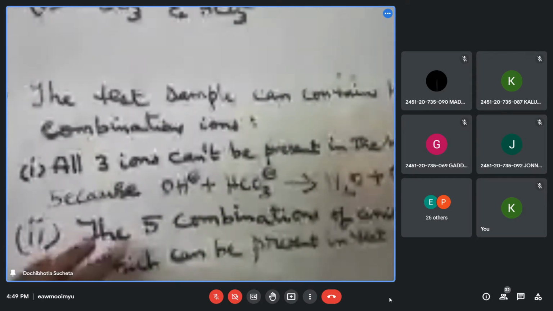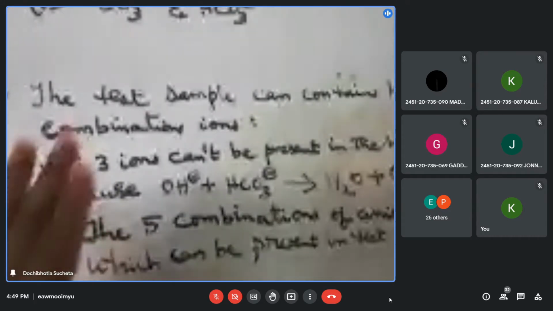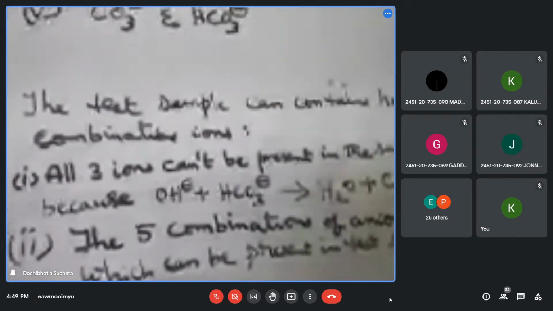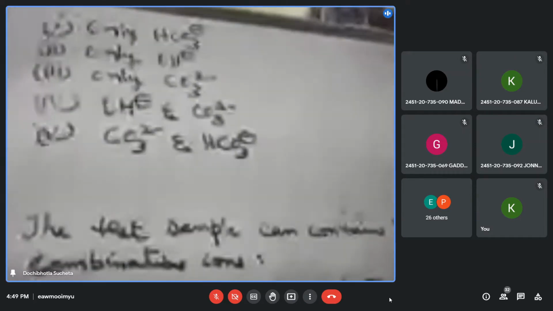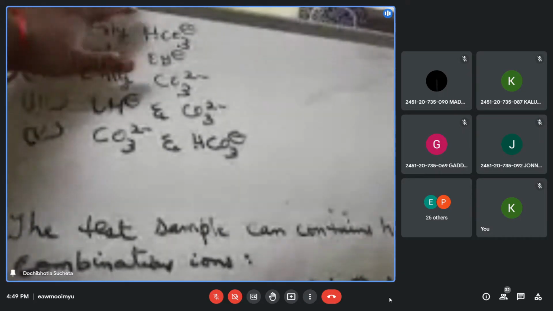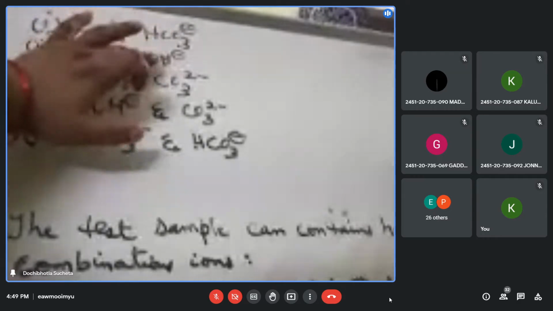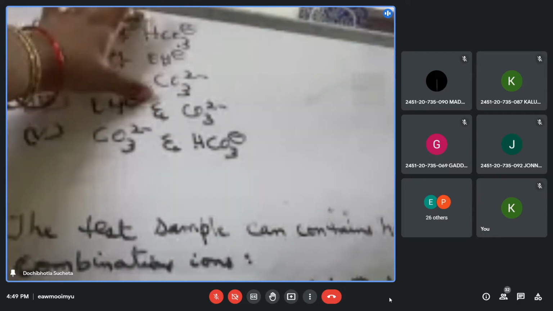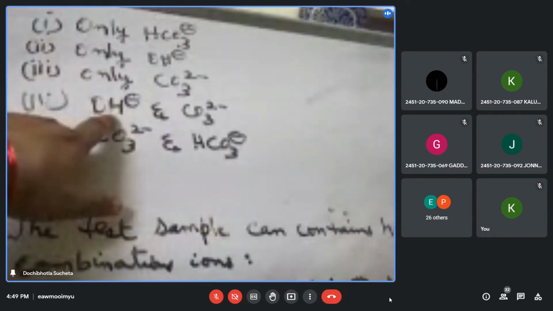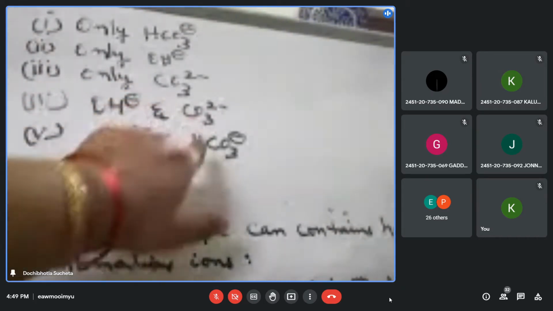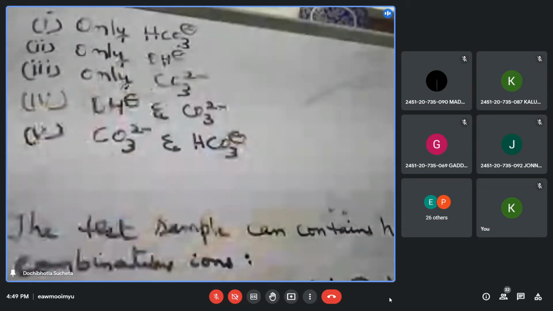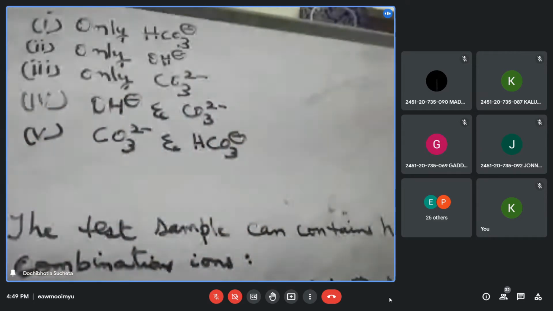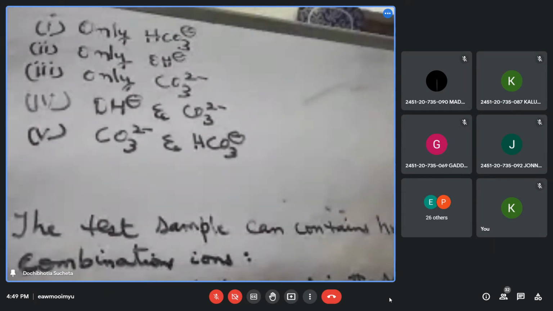Then I am left with only 5 combinations of the ions. What are the 5 combinations of ions? Either single ions like carbonate, OH minus or bicarbonate present, or the combination of ions: OH minus and carbonate, carbonate and bicarbonate. These are the only 5 combinations that are possible in a test water sample. That's the conclusion I make.